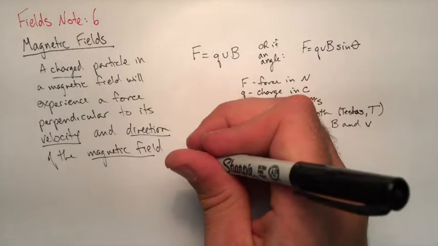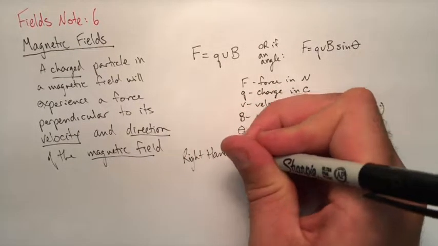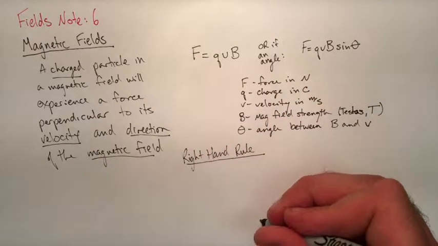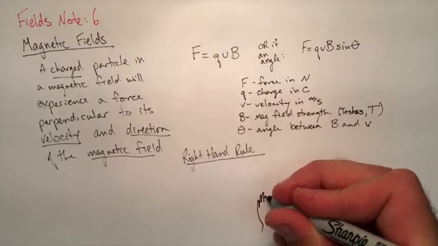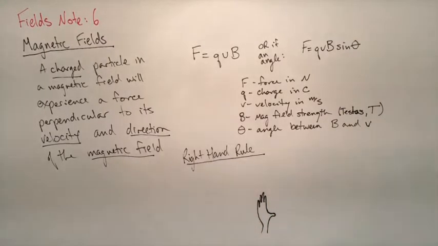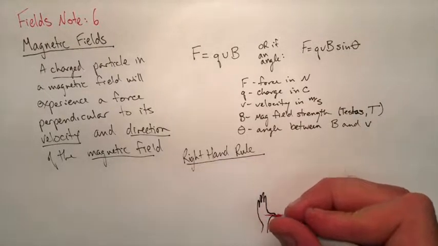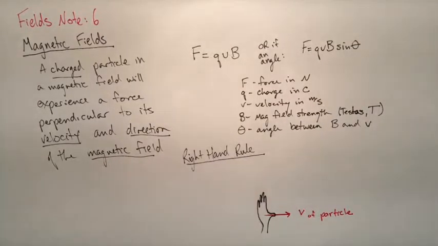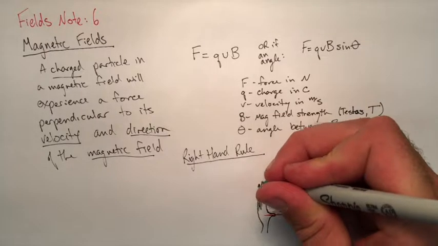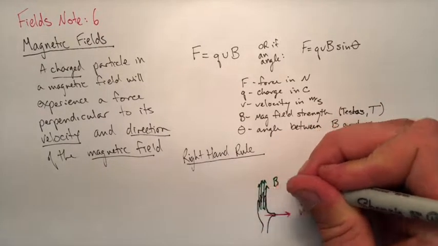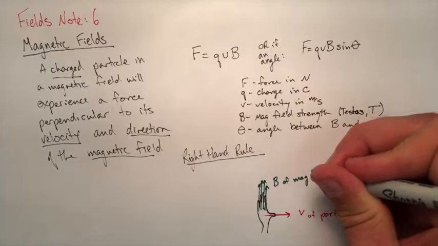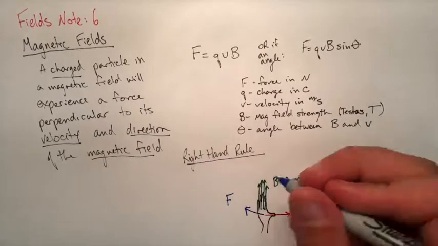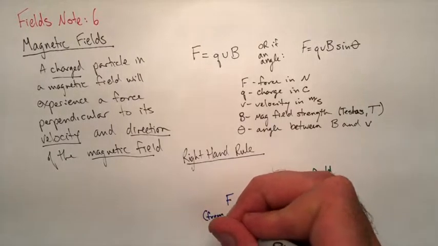If we ever want to find the direction of that force, it comes from a right-hand rule, which we can use to figure out which direction that force is in. So if you hold your right hand up in the air, and point your thumb in the direction of the particle's velocity, you point your fingers in the direction of the magnetic field lines, and remember, magnetic field lines always go from north to south. That means the palm of your hand is going to point in the direction that the force on this particle will be.